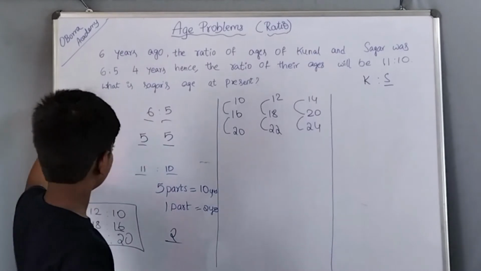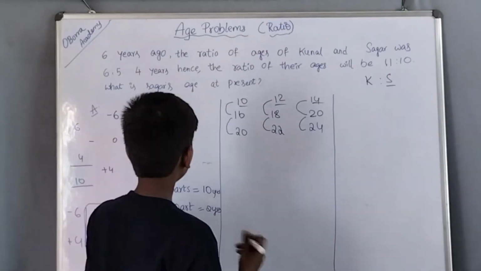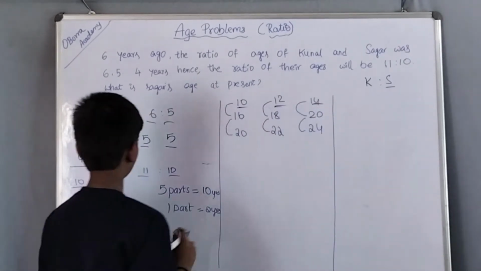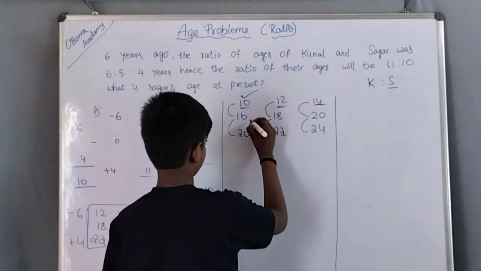So 6 years ago it was 5. So we'll have to see the multiples of 5. So 6 years ago the ages were 10, 12 and 14. So you'll have to see the multiples of 5. So only 10 is a multiple of 5. So the answer is 16.